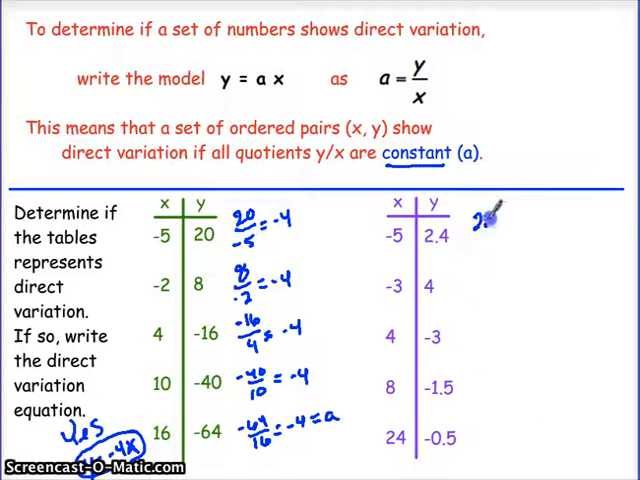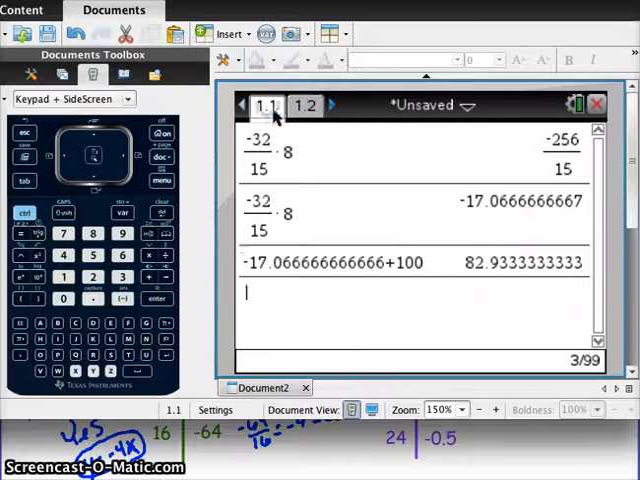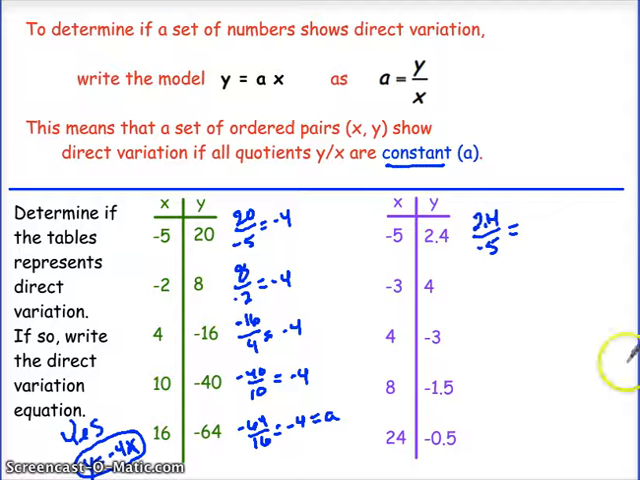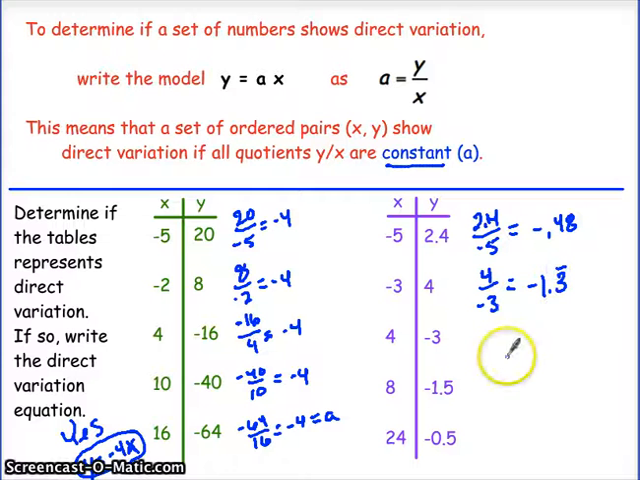Now, on the other hand, if we take 2.4 divided by -5, which is a little bit tougher to do, but of course we've always got our calculator, we find out that it's -0.48. And then I think we can pretty easily figure out that 4 divided by -3 is -1 1/3. Well, they're already coming out different. And we can even do one more real quick to find out that, yep, we're definitely getting different values every time. So no, this one is not a direct variation model.